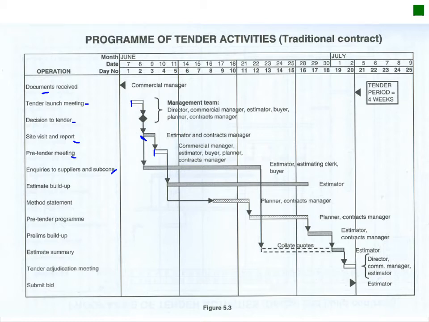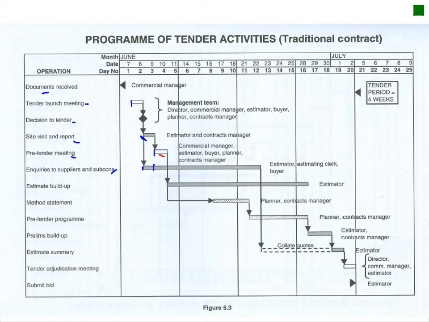Okay, then you've got your inquiries to suppliers and subcontractors. This can start early already. You can start asking your suppliers whether they are in, whether they can actually help you on this tender document. So you might establish your crucial subcontractors, whether they can get involved, because it will influence your decision whether you're going to tender or not.